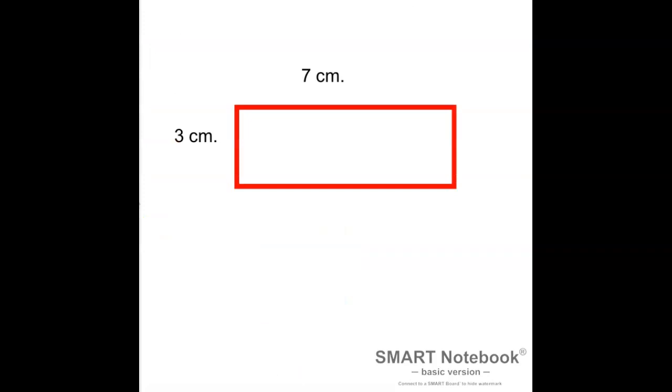So here we have a rectangle. Our rectangle is 3 centimeters wide and 7 centimeters long. So the length is 7 centimeters. The width is 3 centimeters, right? So what this means is that there are 7 square units across for the length and 3 square units up and down for the width.